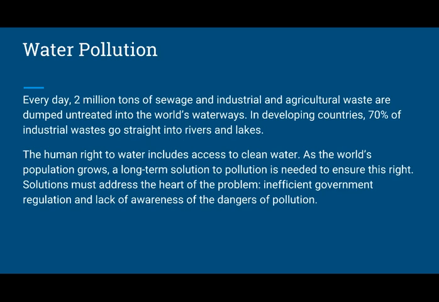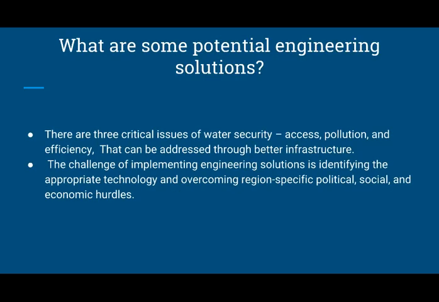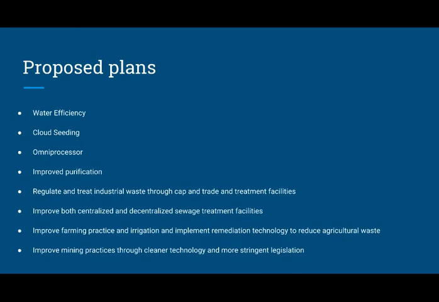The human right to water includes access to clean water, and to ensure that everyone has this right, we must address the heart of the problem. What are some potential engineering solutions? There are three critical issues of water security: access, pollution, and efficiency. Here are our proposed plans and some other technologies that we researched: water efficiency, cloud seeding, omniprocessor, improved purification.